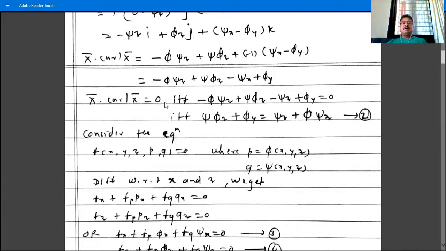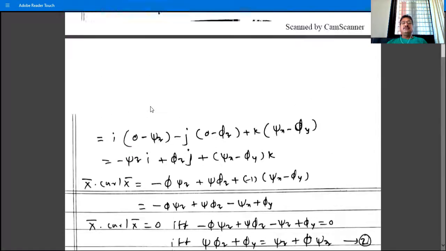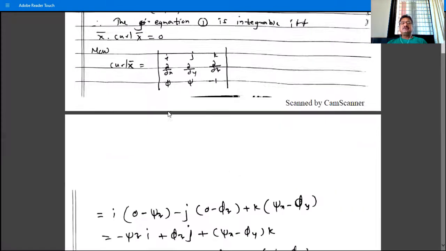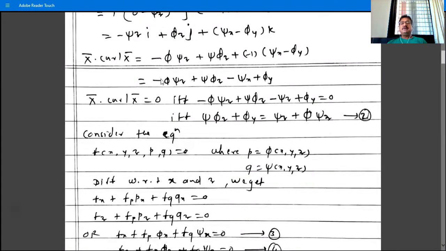And we know that X̄ · curl X̄ is 0 if and only if this expression is 0. So the condition for integrability is that X̄ · curl X̄ is 0. That is −φψ_z + ψφ_z − ψ_x + φ_y = 0. Okay, shifting the negative quantities to the RHS, in the LHS we have ψφ_z + φ_y, which is equal to this.